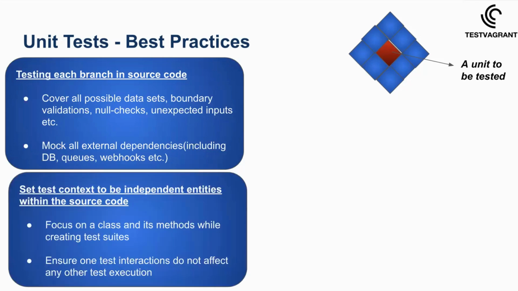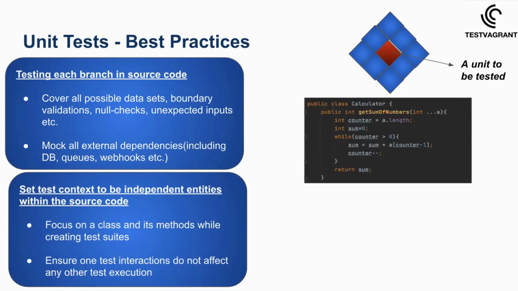Focus on a class. When you are writing these tests, your contexts have to be independent, which means you have to focus on a class. Take any object-oriented language like Java, where you would have different classes, and each class has a single responsibility. So your unit test needs to focus on individual classes and their methods to create the test suites. You need to ensure that each of your unit tests is independent of the other unit tests, so your test interactions should not affect each other. That is where the concept of mocking would help. Because you're not changing the state of the system, each unit can be tested individually from the same state.